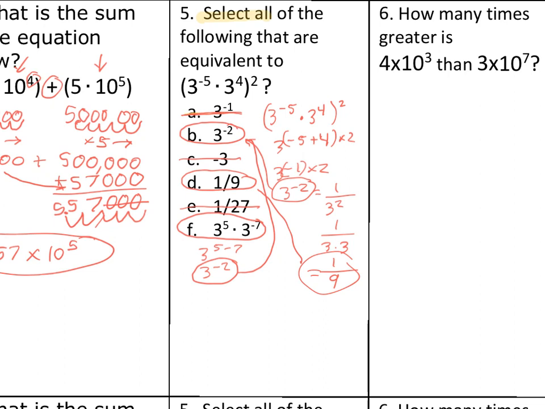So your correct answers here are B, D, and F in order to get this question right. If you overlook one of these and don't get all of them, you will get it wrong on the test.